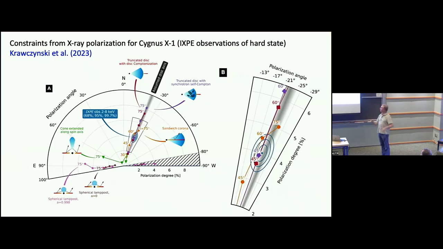So what they do in this paper is to show that, in fact, the sandwich geometry, the one that doesn't work spectrally in many systems, is exactly the one that's working to give you the right polarization signal. Some of these other geometries would predict polarization that's actually 90 degrees round.